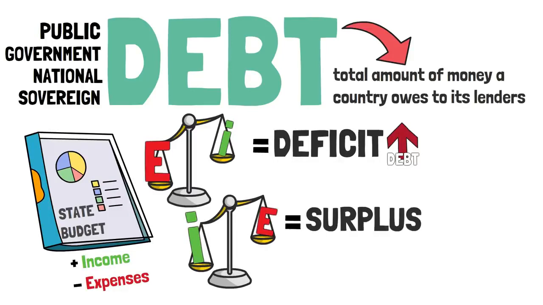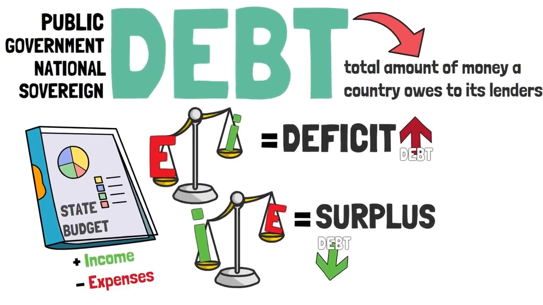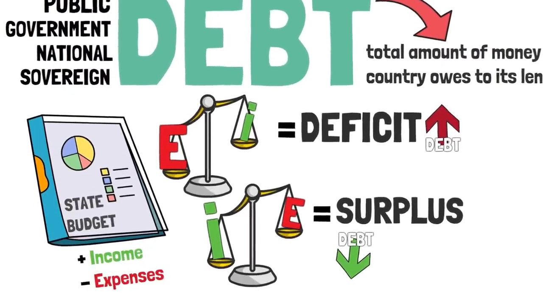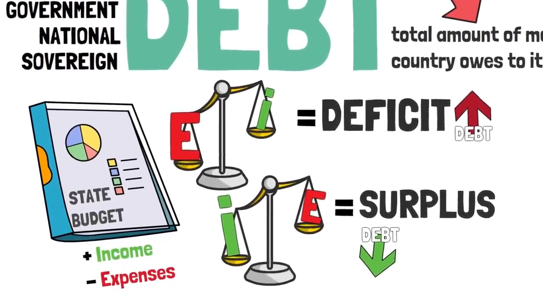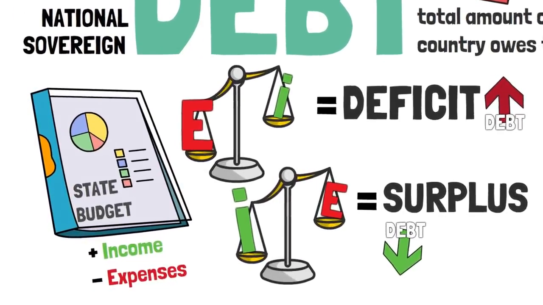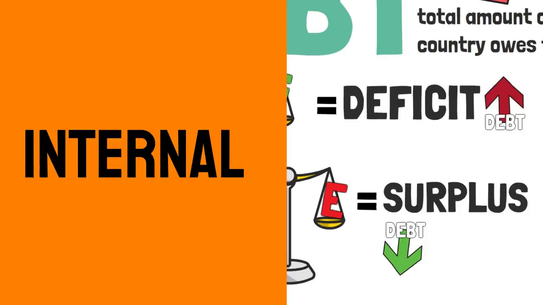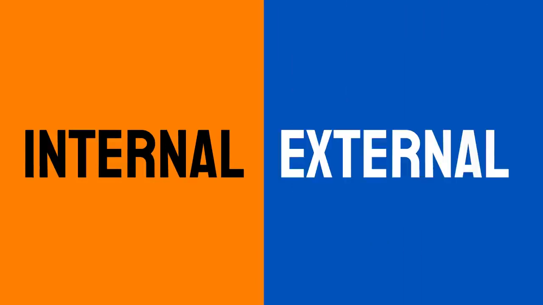This is an oversimplification, of course. Even with a deficit, the debt can go down through renegotiations or variable interest rates, and even with a surplus, the debt might not go down if that surplus is used for something else. Debt can be divided into internal if the lenders are also within the country, or external if they are outside, but that is irrelevant for this video.